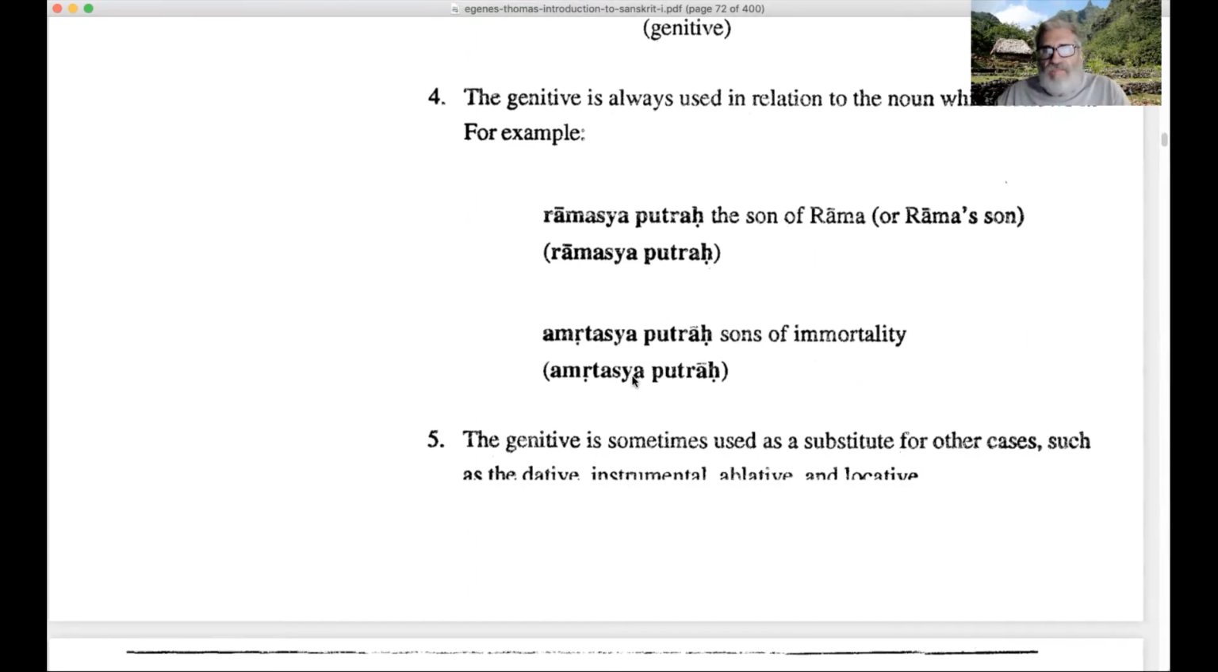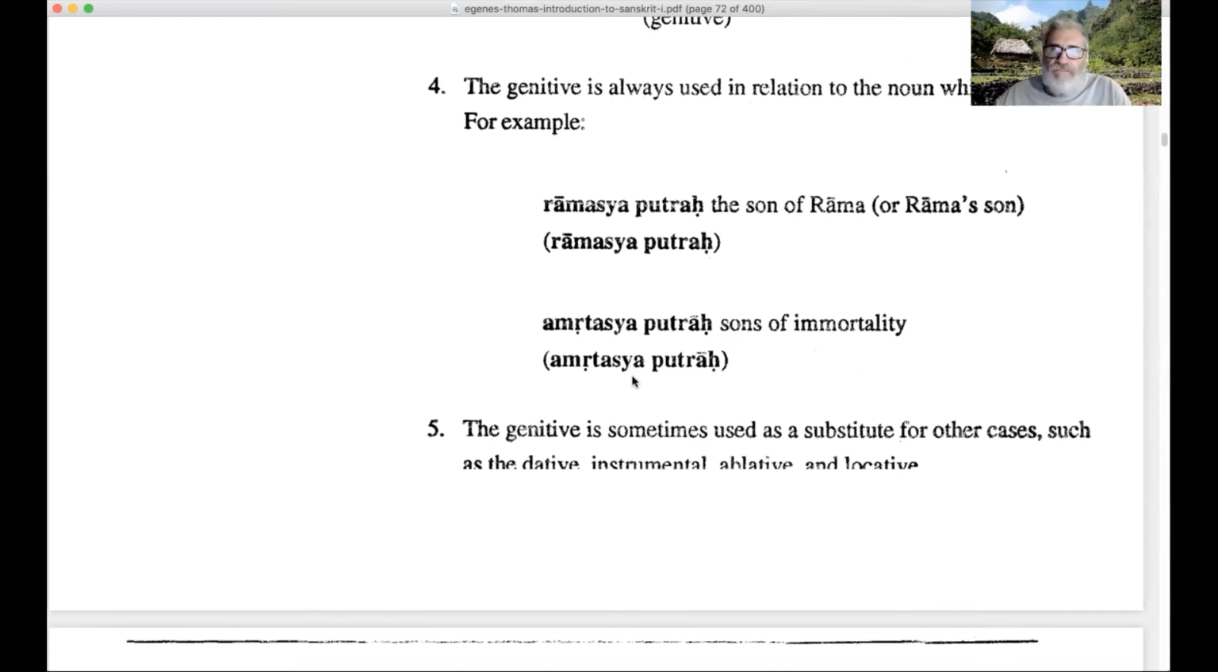Ramasya putraha. Putraha means son. It's in the nominative singular, so it's the subject of this utterance. We can call it a sentence if we understand the verb, the verb to be there. Then Ramasya is genitive singular of Rama. Rama is the name of Lord Ramachandra. So Ramasya putraha means the son of Rama, or Rama's son.